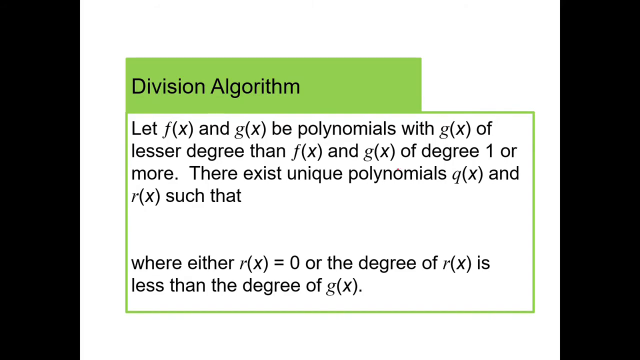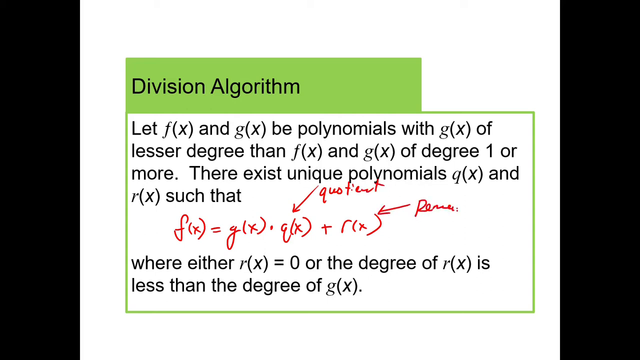Let f of x and g of x be polynomials with g of x of lesser degree than f of x and g of x of degree 1 or more. There exist unique polynomials, q of x and r of x, such that f of x equals g of x times q of x plus r of x. What that essentially means is if I divide f of x by a polynomial of lesser degree, g of x, then q of x is our quotient and r of x is our remainder.